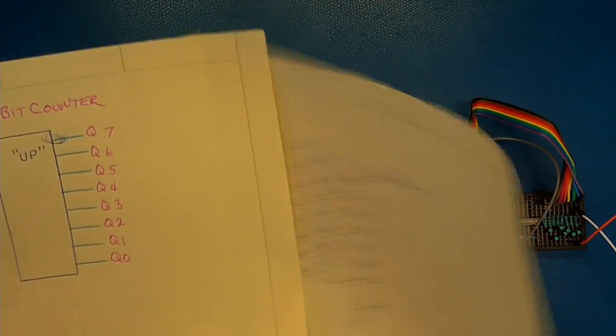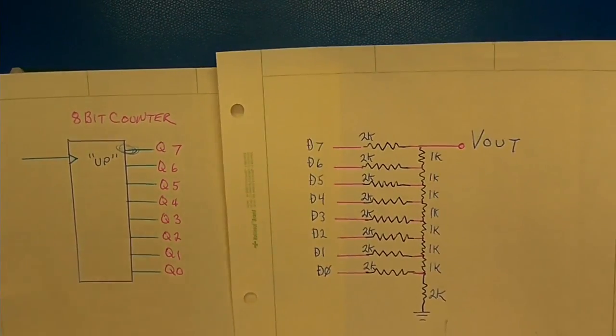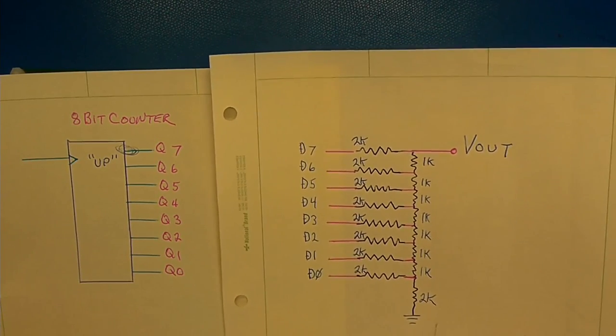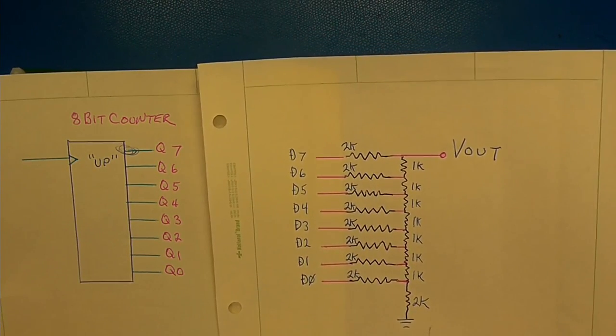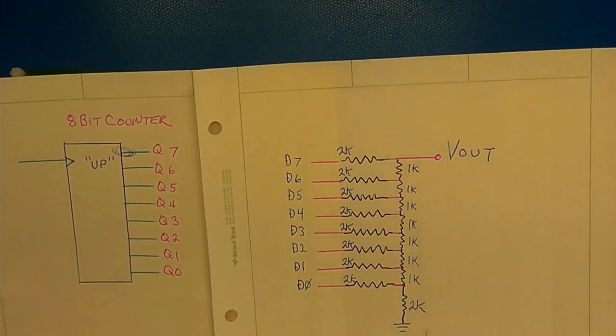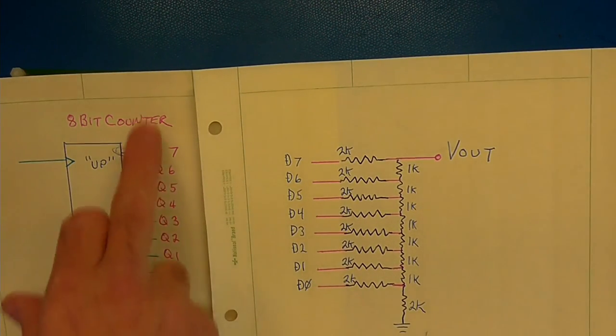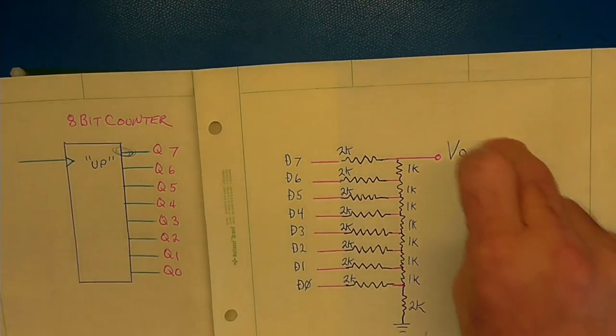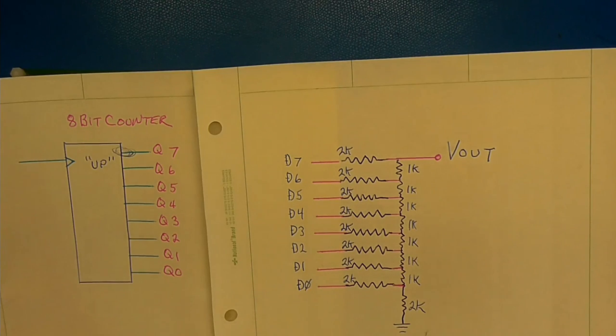And what we're going to do is we're going to make that counter feed what's called an R2R resistor ladder or network or however you want to say it. But it's a bunch of resistors, and that's all. We're going to make a digital to analog converter out of just a count value going into these resistors and then measuring this voltage out. We're actually going to throw it on the scope.